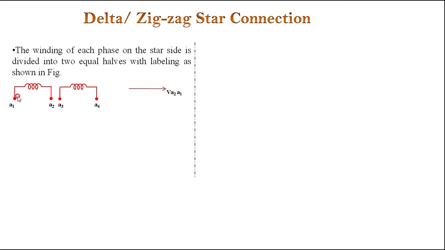Then the voltage which is induced in one of the windings is VA2A1. That is, A2 has higher potential with respect to A1. Whereas the voltage in the secondary of A3 and A4 is VA4A3. If it is only one winding, we get only one voltage between A1 and A2, that is the whole winding. But in the case of zigzag connection, the single winding is divided into two, then the voltages across are VA2A1 and VA4A3.